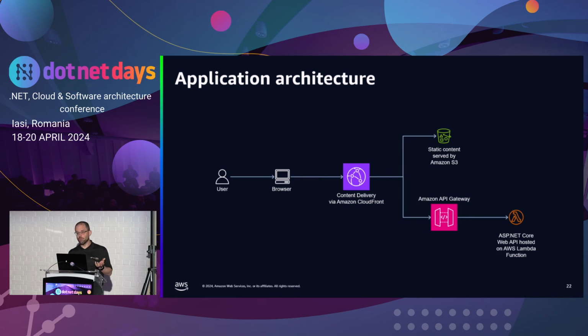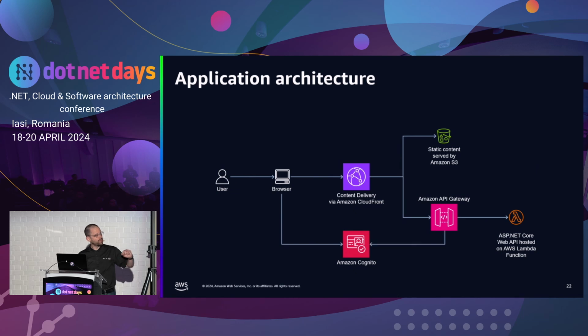And of course, as in any good application, we want to authenticate and authorize users. So we are using Amazon Cognito as our identity provider to authenticate and authorize our users. When they are authorized, they can make a request to the API, and the API will check the JWT token with Amazon Cognito.